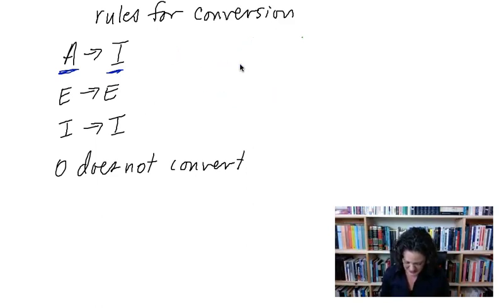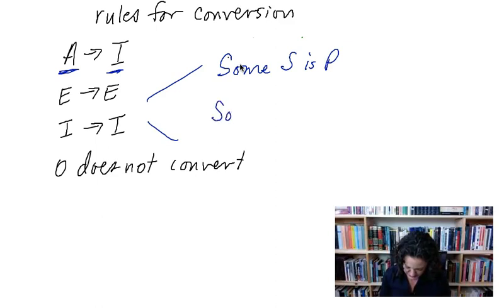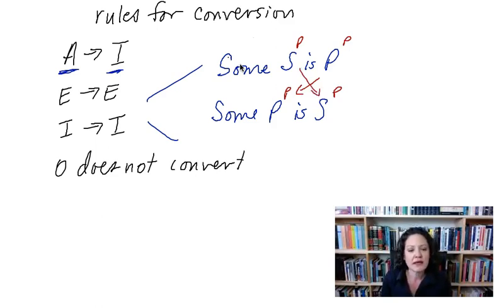Okay, so that was E to E. I to I is similar. Let's do I to I. I says some S is P, and we can convert some S is P to some P is S. Why? For the same reason. So here we have our P, it changes to P. These are just staying the same value, so we can just switch them. And that also will be like, yay, I have an easy answer.